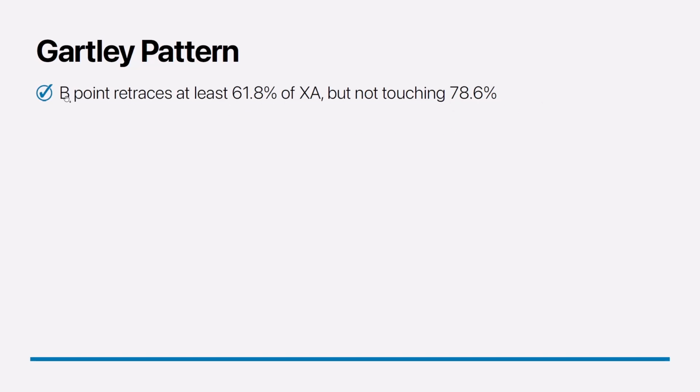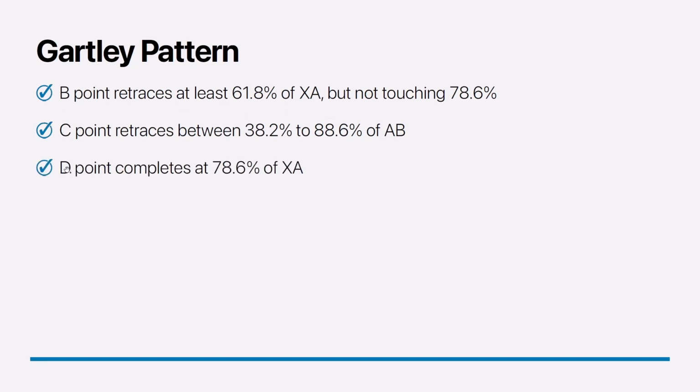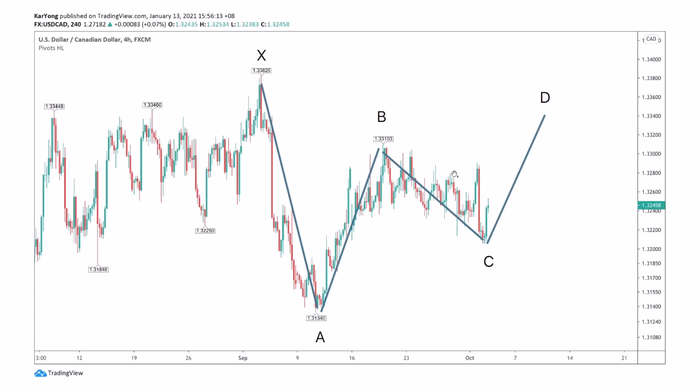Now, once point B has been identified, then you look up and measure for point C. So point C basically is a range anywhere between 382 and 886 of AB. It's fine. And then once you are able to check off point 1 and point 2 over here, the third point is basically the completion, which is point D. Point D here is basically the 786 retracement of our XA leg. Now I'll show you some visual explanation so you understand it.